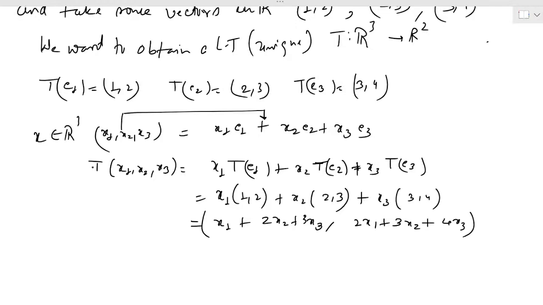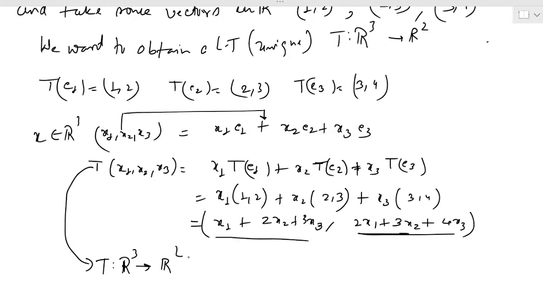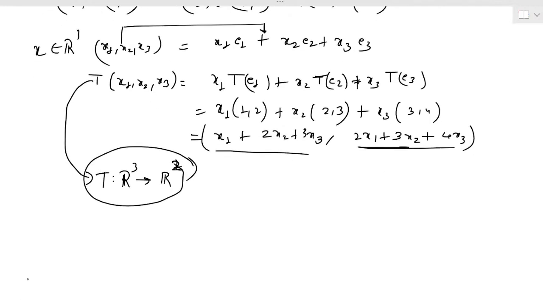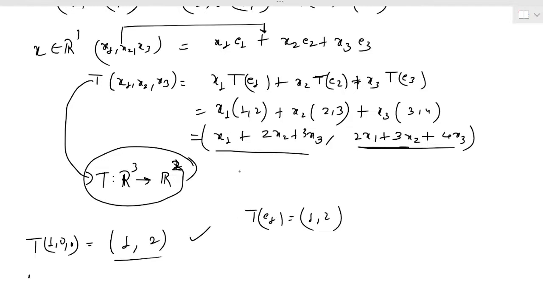Okay, so this linear transformation T connects your bases in R cube to R square, and this happens to be unique. There's one and only one transformation that would connect your bases to vectors in R square. So let us check it. If I just take 1 comma 0 comma 0, I'm going to get 1 comma 2, and this was it. I told you TE1 was equal to 1 comma 2. So this is a unique linear transformation.